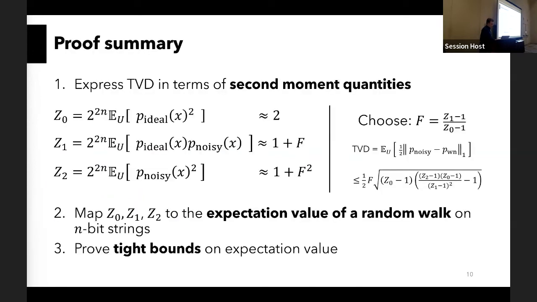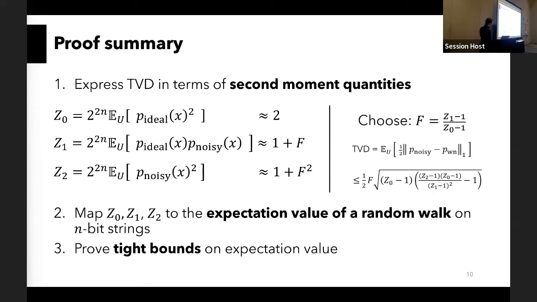Okay, so in this slide, I just want to give a one-slide overview of how we do the proof and give a plug for the method that we use. The idea is that we have this total variation distance quantity, which is inherently a one-norm quantity. And we want to express it in terms of two norms. So we do a standard one-norm to two-norm bound, and we have these three second moment quantities in the random quantum circuit. Z0 is the ideal squared. You have two copies of the ideal, then you have one copy of ideal and one copy of noisy, and then you have two copies of the noisy distribution. So this is kind of an easy first step.